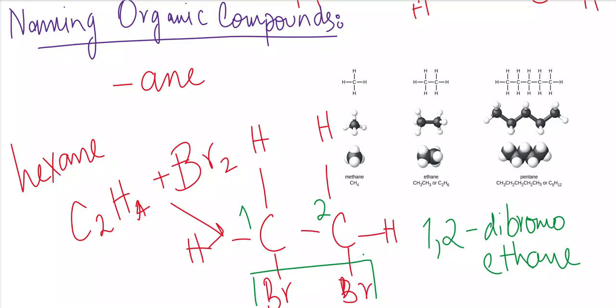So now we have dibromoethane, and lastly you have to add the position to which the bromine atoms are attached to the carbon atoms. If they are attached to the same carbon atom, then there is no need, but one bromine atom is bonded to each carbon atom, so the carbon atoms are numbered 1 and 2. So the full name of this compound will be 1,2-dibromoethane.